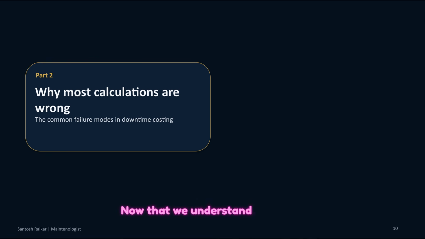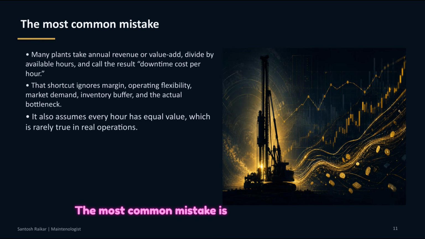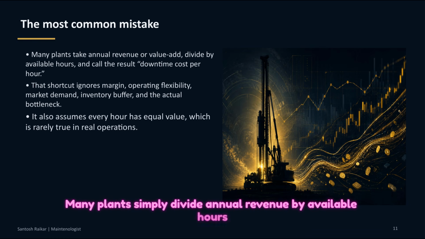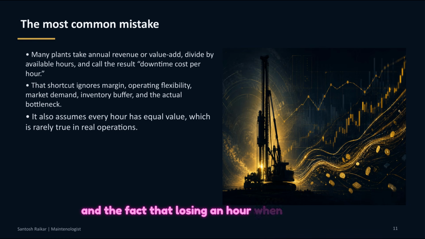Now that we understand the why, let's look at part two: why most current calculations are fundamentally flawed and where we tend to trip up. The most common mistake is the revenue shortcut. Many plants simply divide annual revenue by available hours. This is dangerous because it ignores the contribution margin, inventory levels, and the fact that losing an hour when you have a warehouse full of stock is very different from losing an hour when you're sold out at the bottleneck.